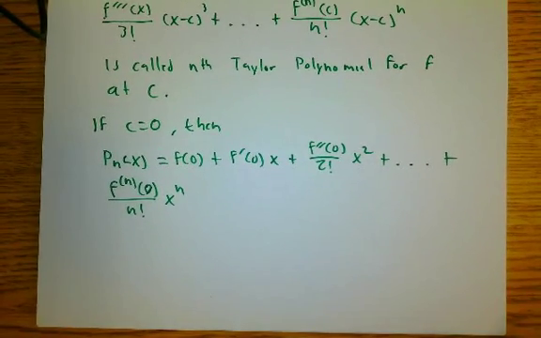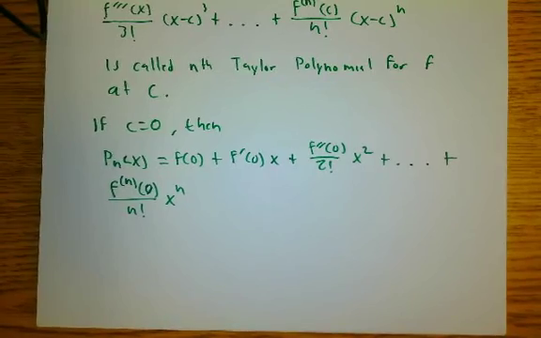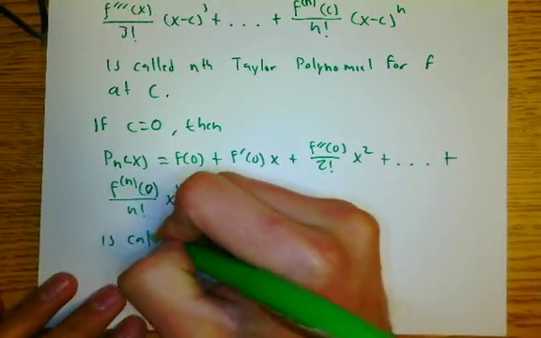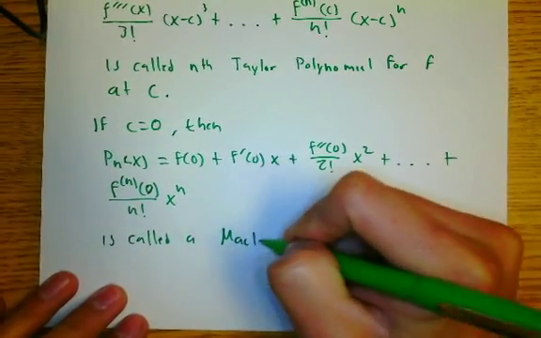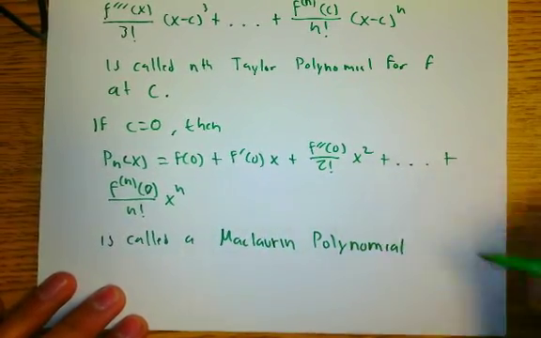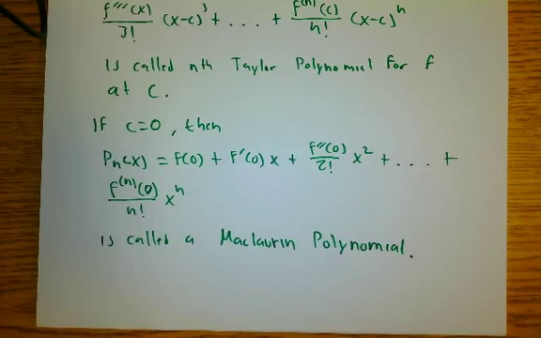If your center is 0, it's a special type of Taylor polynomial, and this guy stole the name, so it is called a Maclaurin polynomial. What a jerk. Cool? So it's technically exactly the same thing. It's just that your center will be 0. And you have a lot less to worry about. You don't have to worry about this x minus c because you have x minus 0.